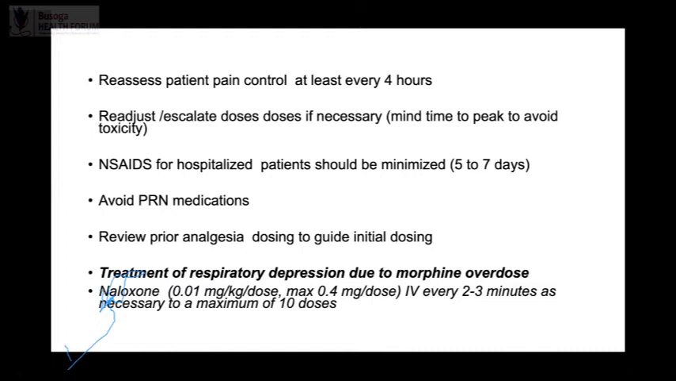Avoid PRN medication, where you just say, whenever you have pain, just take paracetamol. Try to dose them and schedule them properly. Okay. So prior analgesia helps you with the initial dosing. Whatever they have been using can help you to know what medication you're actually going to give, okay? One of the complications we have seen, it's not very common, is respiratory depression due to morphine overdose. So whenever you're giving morphine, make sure you have the antidote.